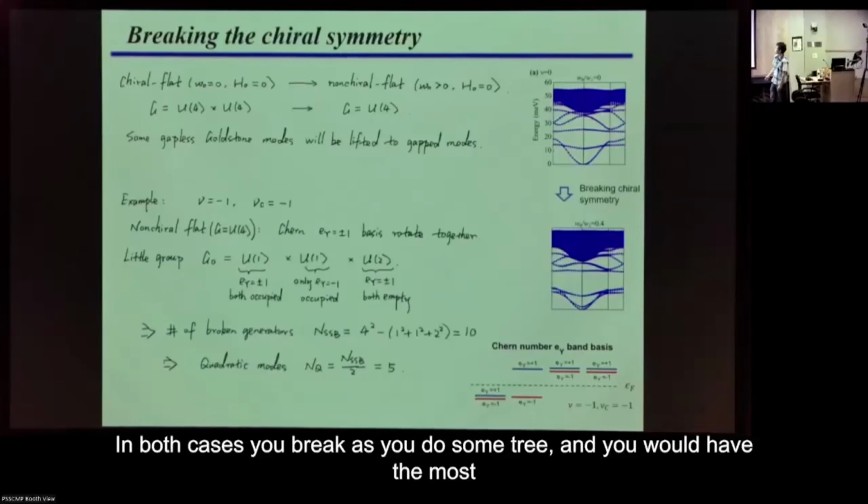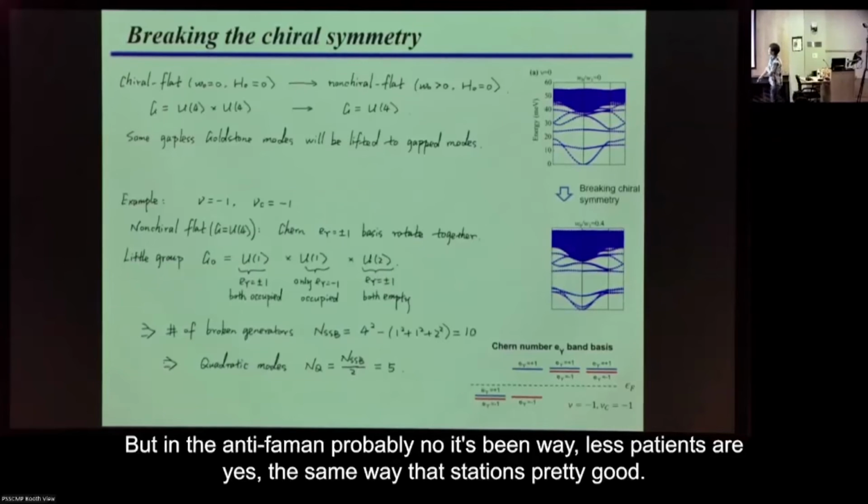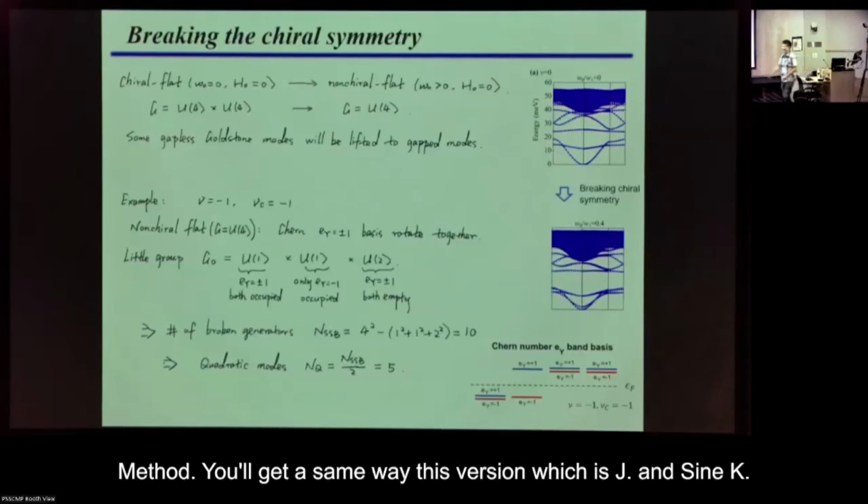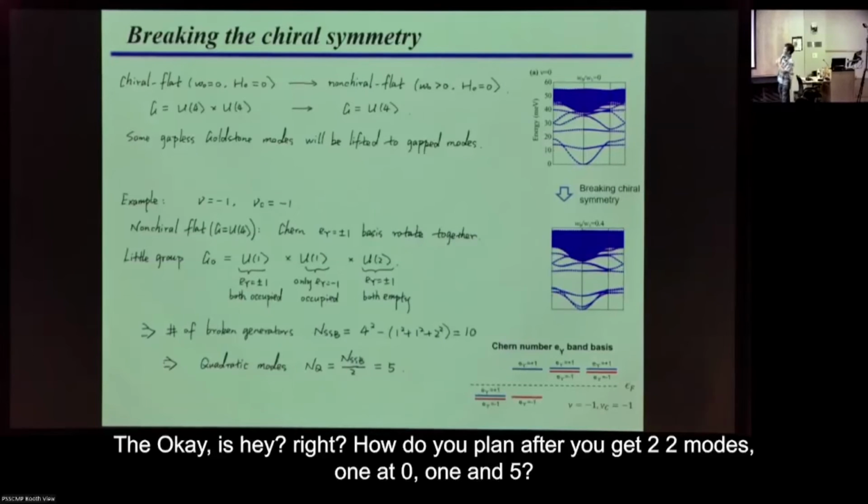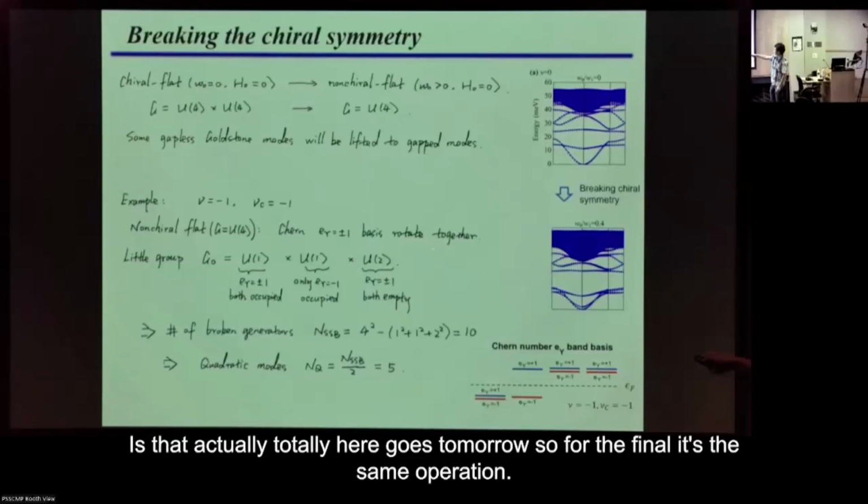And of course, this is another example, but I will just do it quickly because it's the same thing. Here, if we lift the chiral symmetry into a non-chiral case, then your symmetry group becomes U4. And in this case, you can see that some of the Goldstone modes are lifted into a gapped mode. And by similar counting, this is equal to -1. And again, as in the example we did on the last slide, you can check that the little group also becomes smaller.